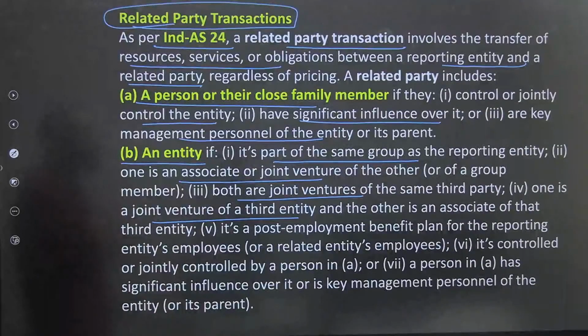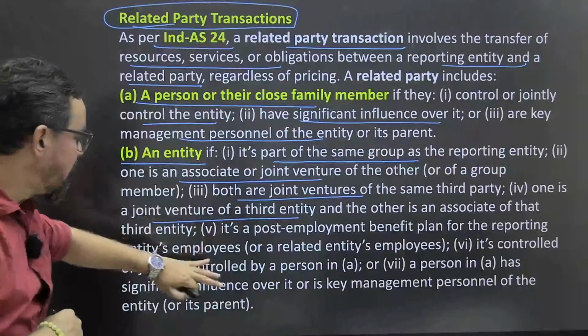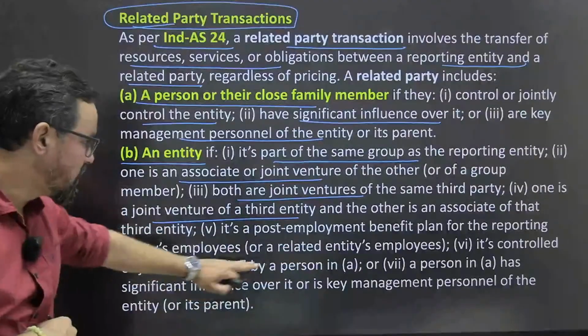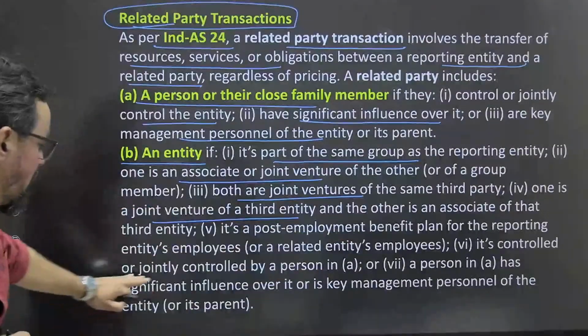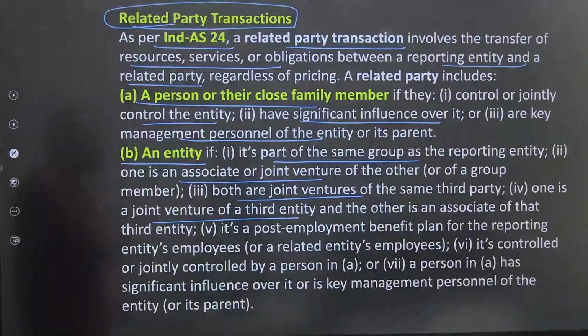It is a post-employment benefit plan for the reporting entity's employees. It is controlled or jointly controlled by a person identified above. So this is the definition related to your related party.